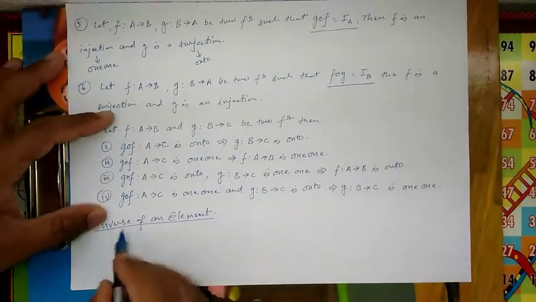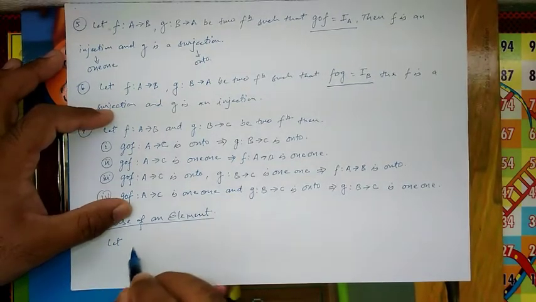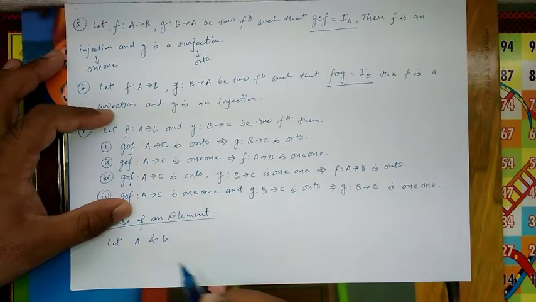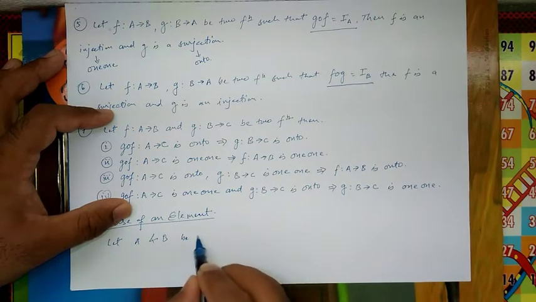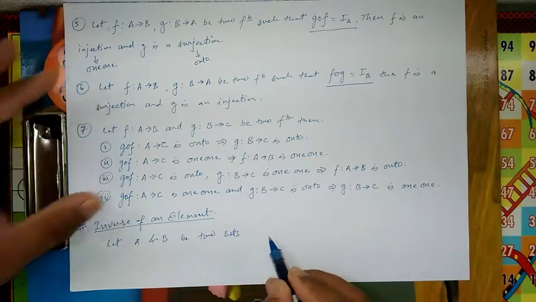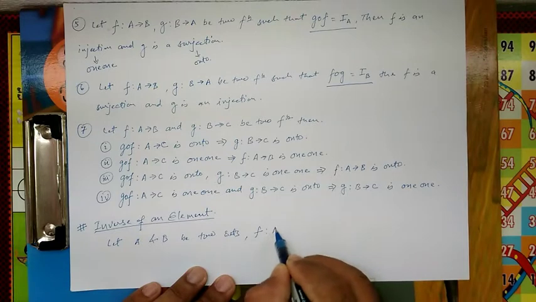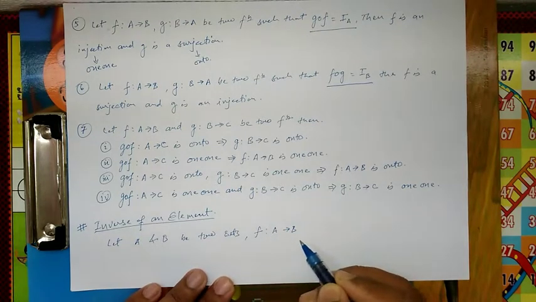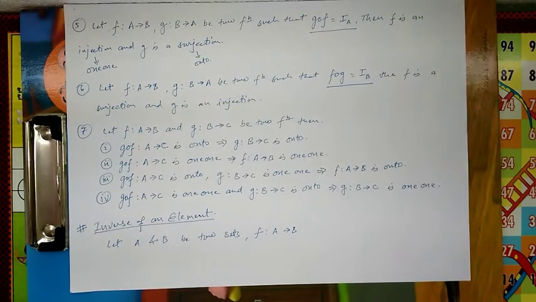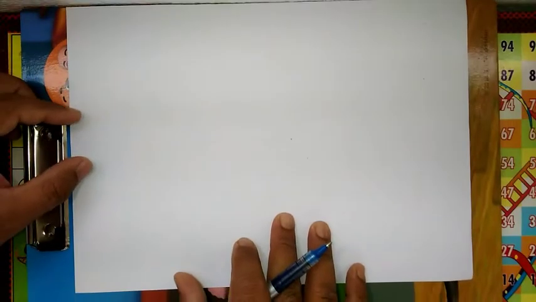Let A and B be two sets and function f is defined from A to B. We'll see here how to get the image, or sorry, inverse of an element.